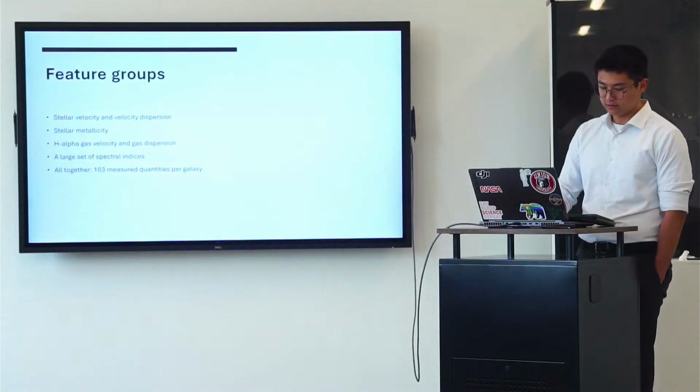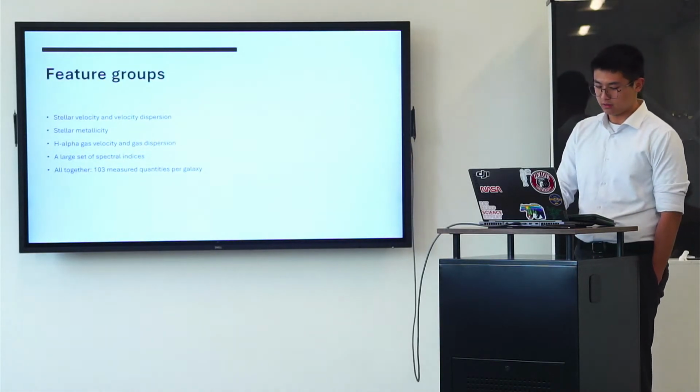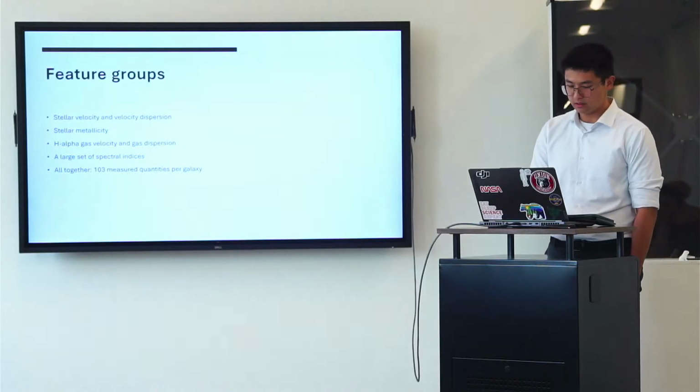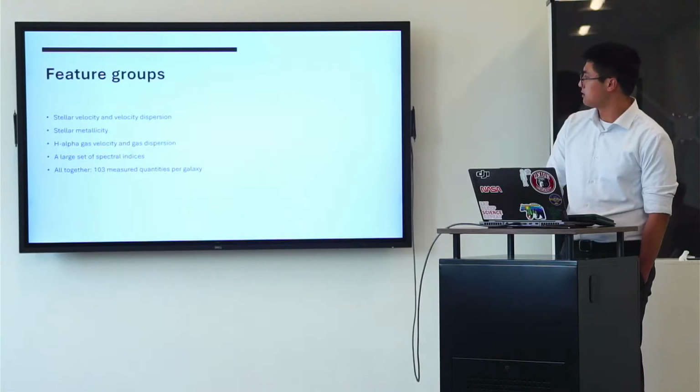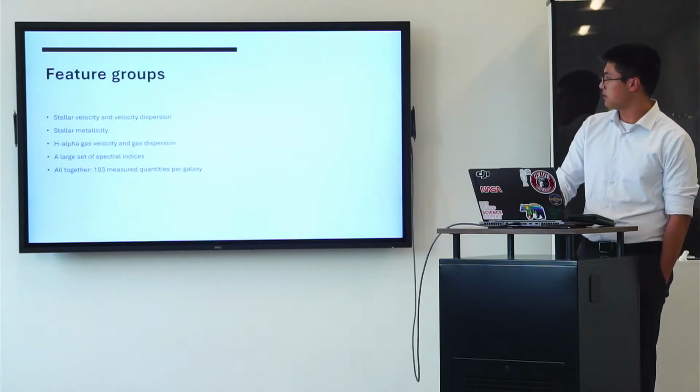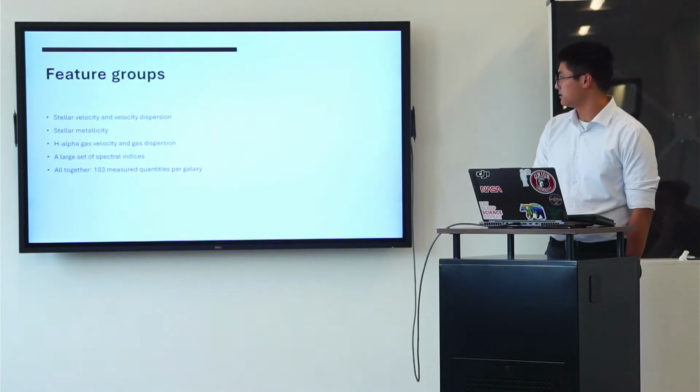For this project, the features I used to train my model include 103 quantities relating to stellar velocities and velocity distribution, stellar velocity, H-alpha gas velocity and gas dispersion, and a large set of spectral indices.